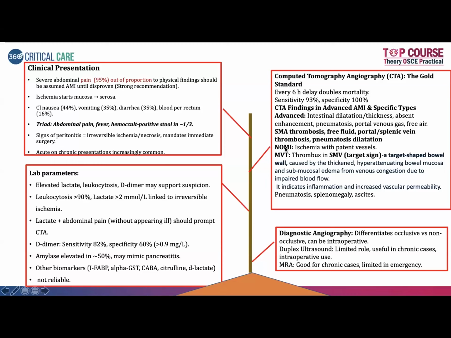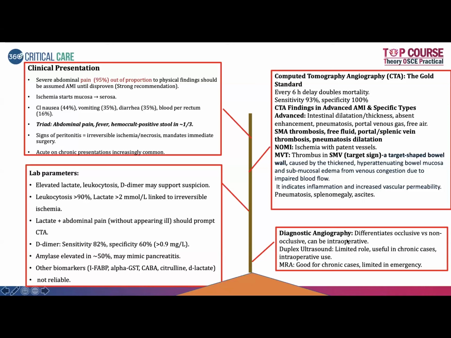In non-occlusive mesenteric ischemia, the vessels will be mostly patent. In venous thrombosis, there is thrombus in the SMV, so there will be a target sign. A target-shaped bowel wall can be seen, caused by thickened hyperattenuated bowel mucosa and a submucosal edema from venous congestion due to impaired blood flow. Because of impaired venous drainage, it will result in a target-shaped bowel, which is known as target sign. This results in increased inflammation, increased permeability, pneumatosis, splenomegaly, and ascites. So these are the other findings.